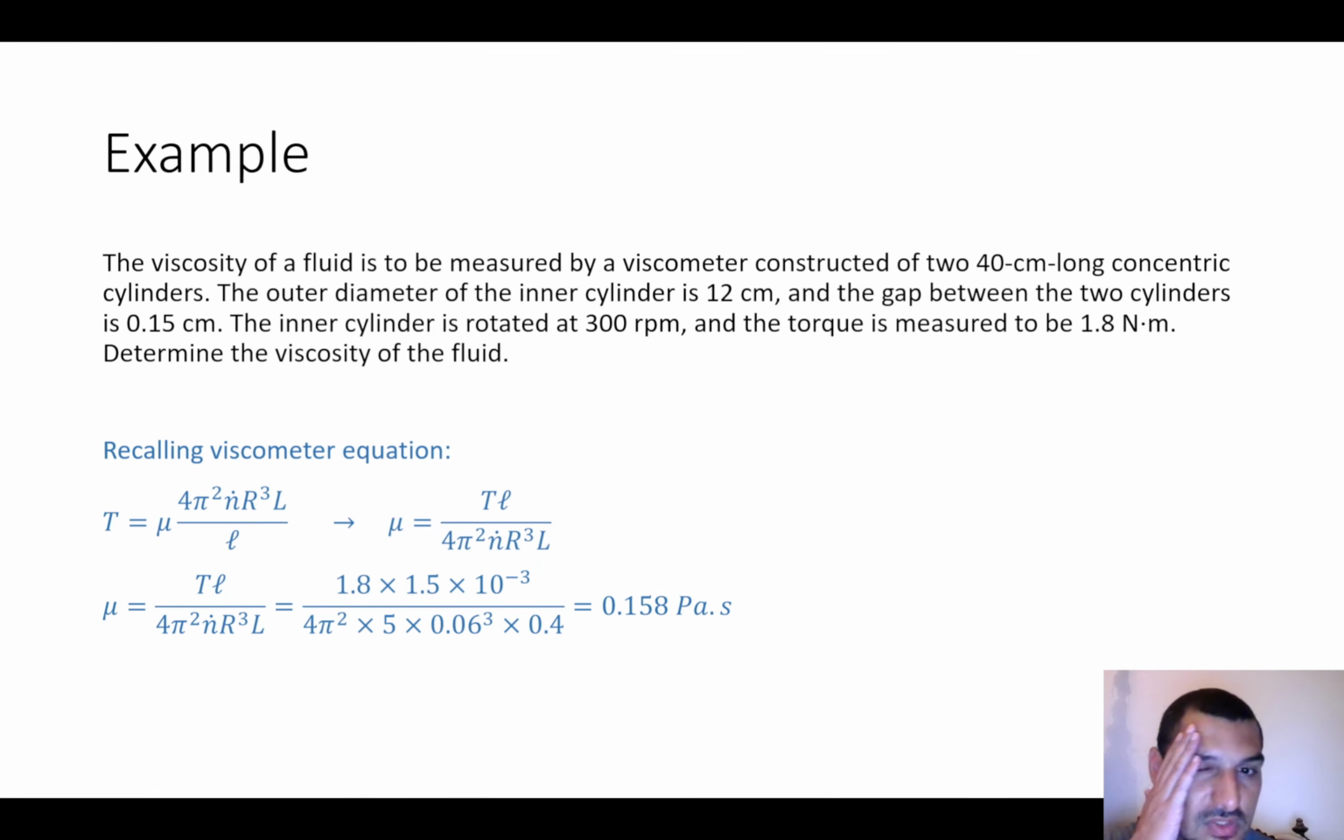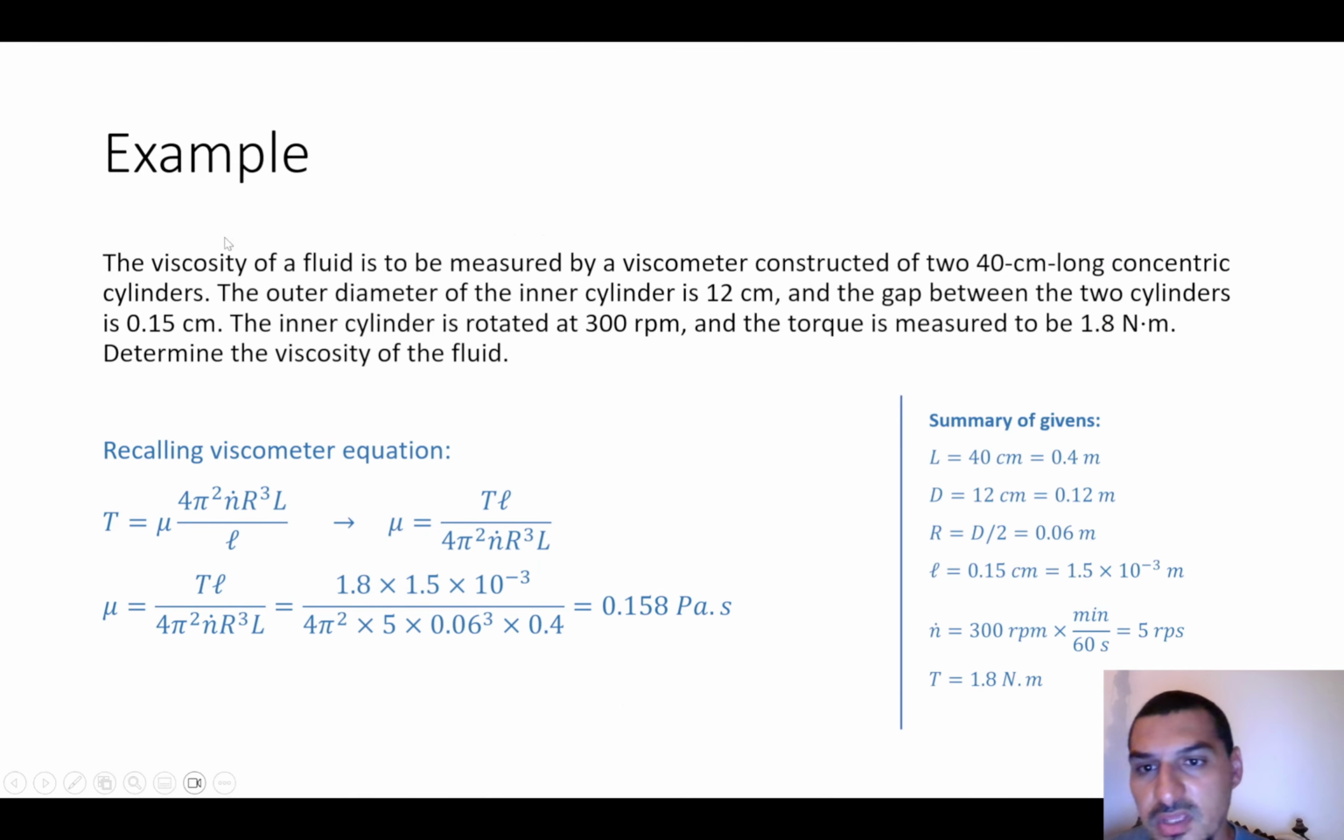And that's it. So let's look at this example here. We have a fluid whose viscosity is unknown, and we want to measure it, using a viscometer constructed of two 40 centimeter long concentric cylinders. The 40 centimeter is the length of both cylinders. The outer diameter of the inner cylinder is 12 centimeter, so it's 0.12 meter, and the radius is half the diameter, 6 centimeter. The gap between the two cylinders, the small l, is 0.15 centimeter, which is 1.5 times 10 to the power minus 3 meter. The units here are very important. You need to make sure that all the units are consistent.